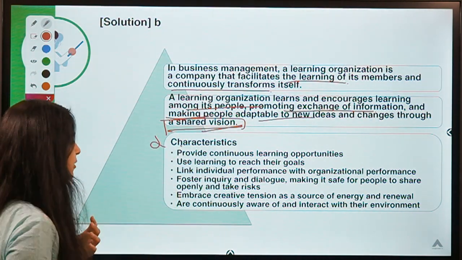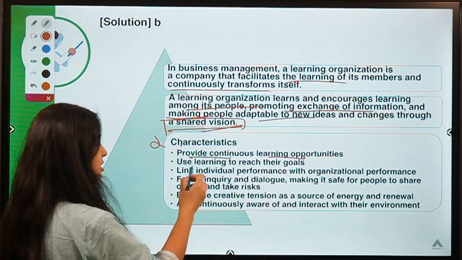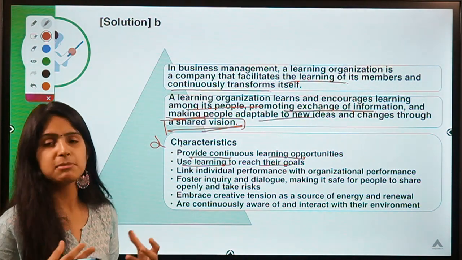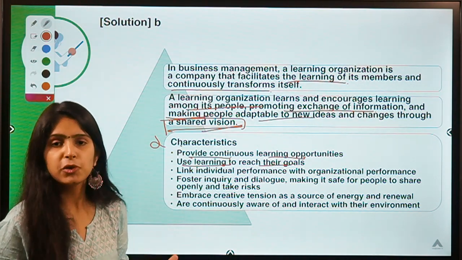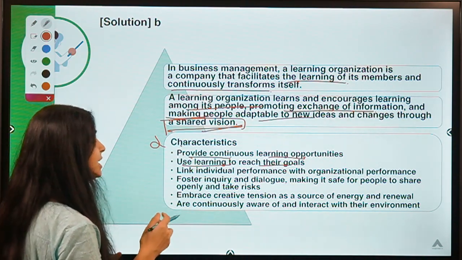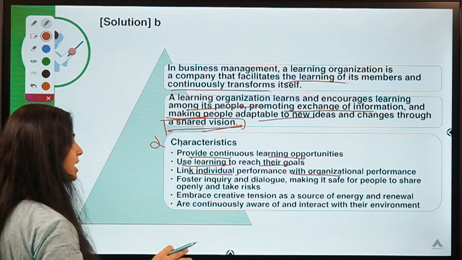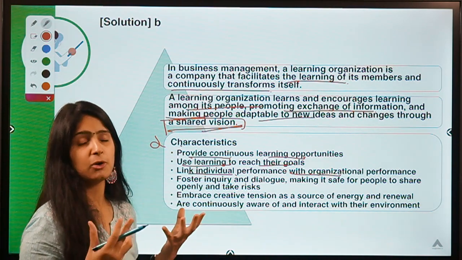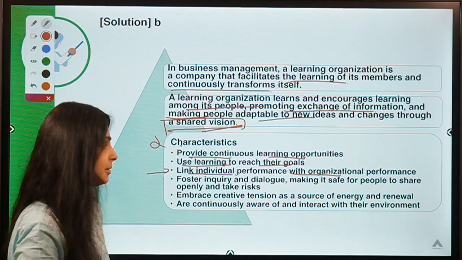Some characteristics of a learning organization: provides continuous learning opportunities, uses learning to reach their goals. So they might be making mistakes in the process, but they have to learn. They have a tendency to learn from their mistakes and not make them again in the journey ahead. Link individual performance with organizational performance. Since the organization's performance is dependent upon the performance of its individuals or its employees, that is why it is important to link both of them, right?